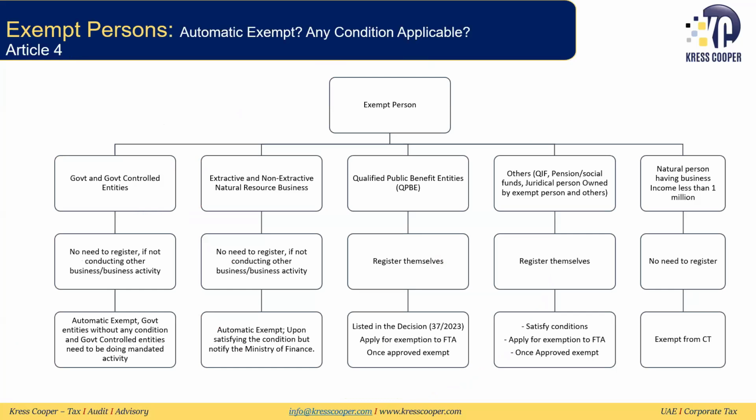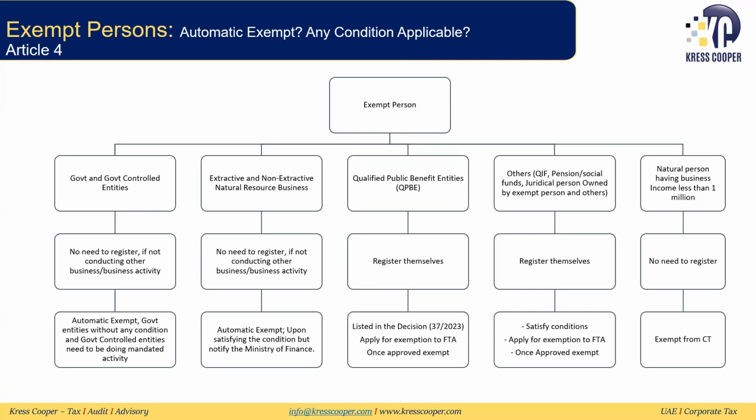So now, like we said, would they get automatic exemption? Do they need to apply for exemption? Do they need to register? What will happen? So for exempt persons, let's break down these 8 categories and make it more concise. The first one will include the government and government controlled entities together. Government and government controlled entities do not need to register. They have automatic exemption if they are not conducting any other business, if they're only involved in sovereign business or doing mandated activities. They don't need to apply for anything. Government entities don't need to have any condition. For government controlled entities, like I said, they need to be doing mandated activities. Again, the exemption is automatic for both of them.